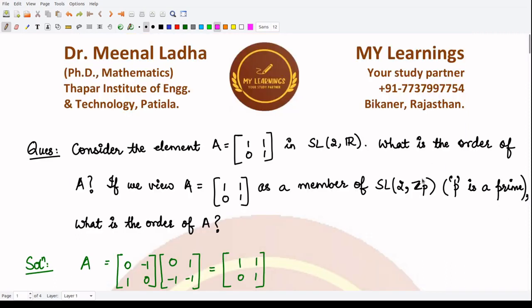In the next part of the question, they are asking that if we take the same matrix, but now as a member of the special linear group consisting of all 2 cross 2 matrices whose entries are taken from ZP. What is ZP? It is the set of integers consisting of all the elements from 0 to p minus 1, where p is some prime number. In that case, they are asking what is the order of A. So let's answer this question.